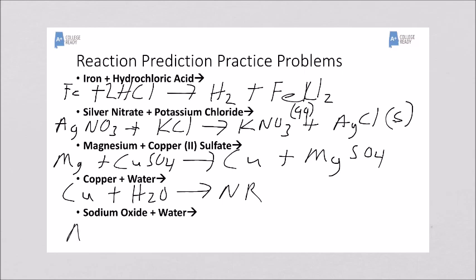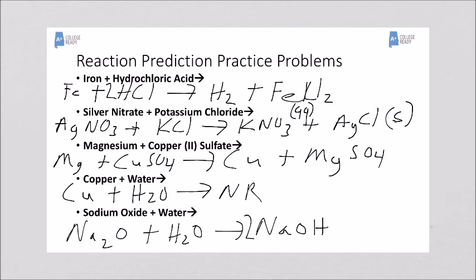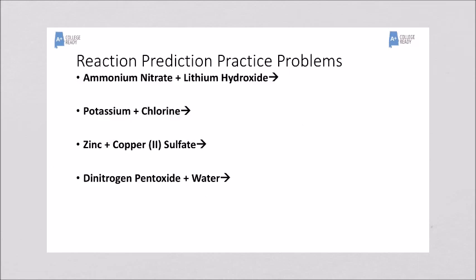The next one is sodium oxide, which is Na2O, plus water. This is a metallic oxide plus water. And the rule is that produces a base, or a metallic hydroxide. Well, the metallic hydroxide has to be sodium hydroxide, since sodium is the only metal involved on the reactant side. Sodium is a 1+ ion. Hydroxide is a 1- ion. So that means sodium hydroxide is NaOH. We need to balance with a 2 in front of the sodium hydroxide.